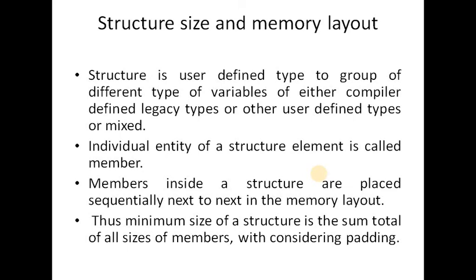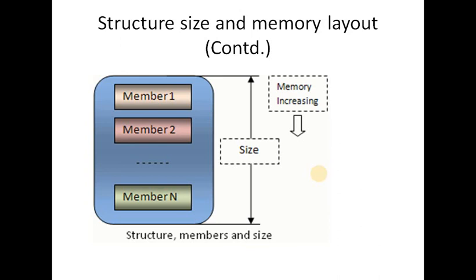The members inside a structure are placed sequentially next to each other. In the memory layout, we can store them one by one, and we can reduce the size. Accordingly, the minimum size of a structure is the sum total of all its members. So this is the memory layout and size of a structure. We have a number of members, member 1, member 2 and n members, and we increase the size as per the requirement of memory and members. You can see the actual graphical layout of the structure.